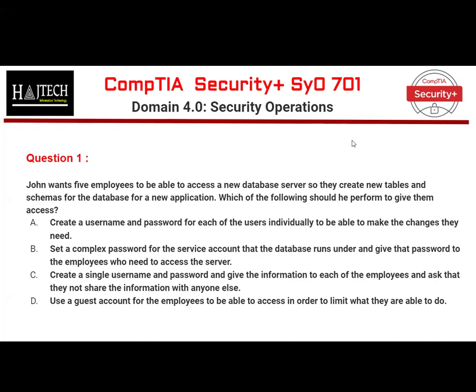Question 1. John wants 5 employees to be able to access a new database server, so they create new tables and schemas for the database for a new application. Which of the following should he perform to give them access? A. Create a username and password for each of the users individually to be able to make the changes they need. B. Set a complex password for the service account that the database runs under and give that password to the employees who need to access the server.